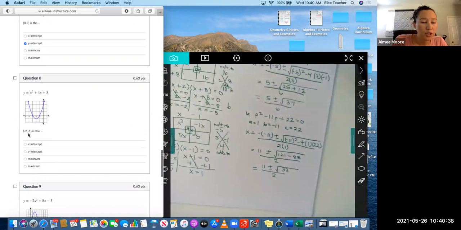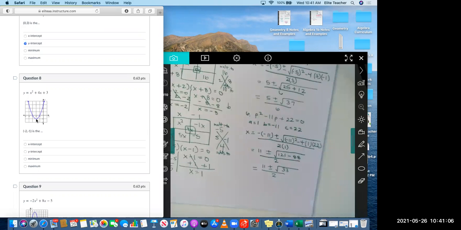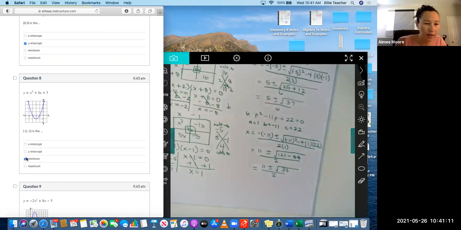Okay, -2, -1 is this point right here. Is it the x-intercept, y-intercept, the minimum or the maximum? This point right here. That one's the minimum, right? That's the lowest point of our parabola.